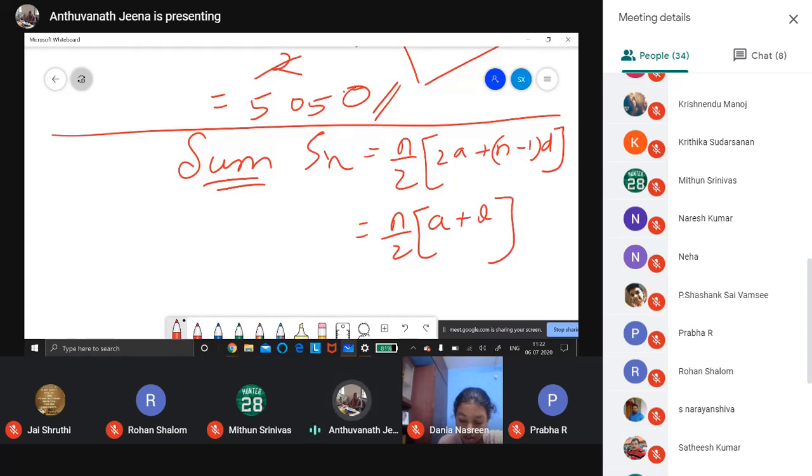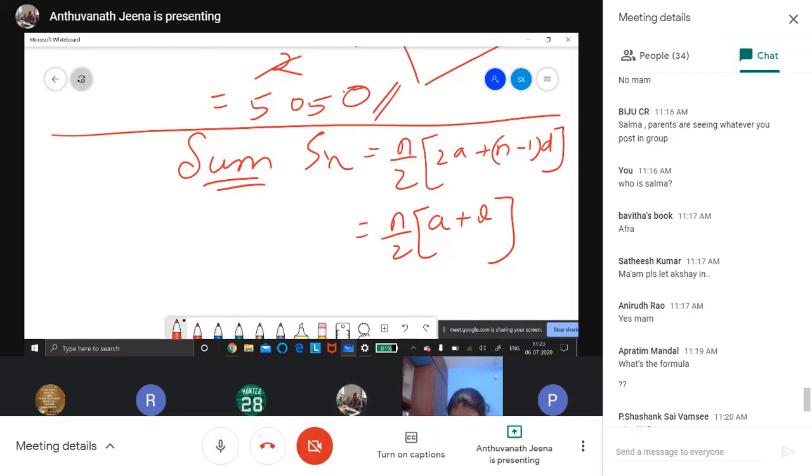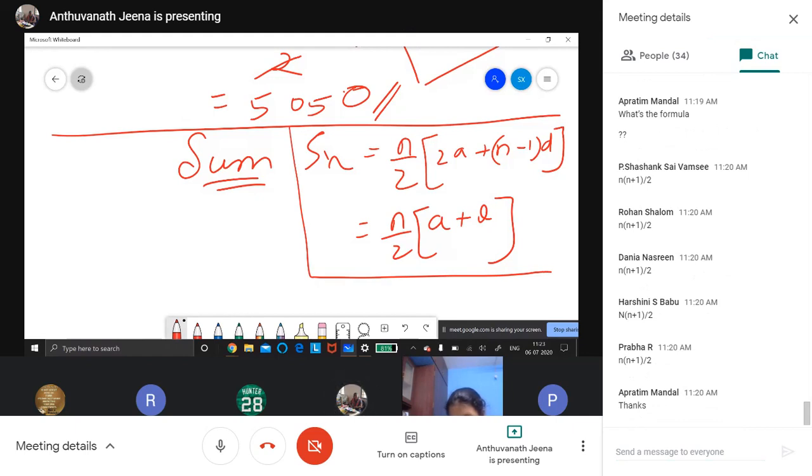L is the last term, a is the first term, d is the common difference, and n is the number of terms. So the Sn formula has two forms. What are the two formulas? n by 2 into 2a plus n minus 1 into d, and another formula, n by 2 into a plus l.